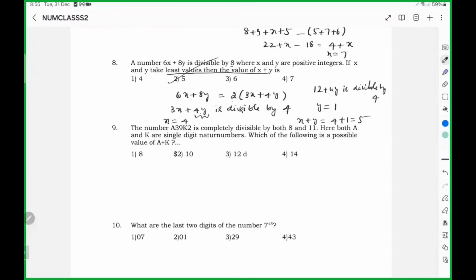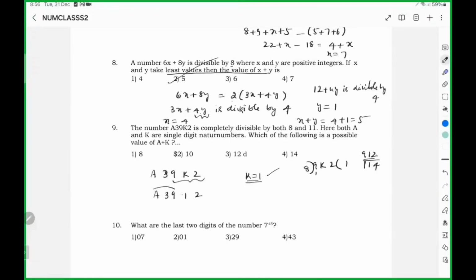The number A39K2 is completely divisible by 8 and 11. Here 9K2 is divisible by 8, which means, for example, if I take 912, it is divisible by 8 and K value here is 1, a possible number. And A3912.